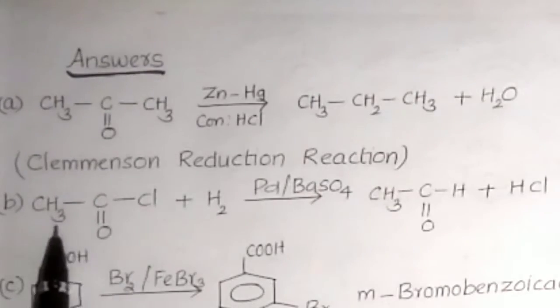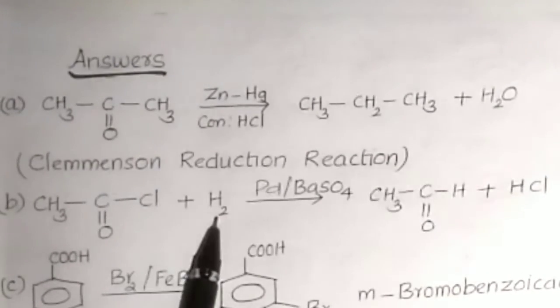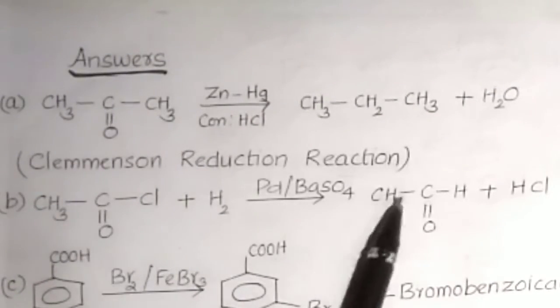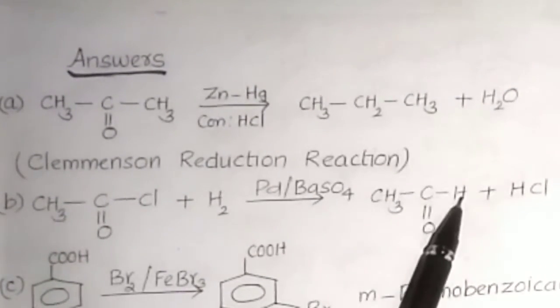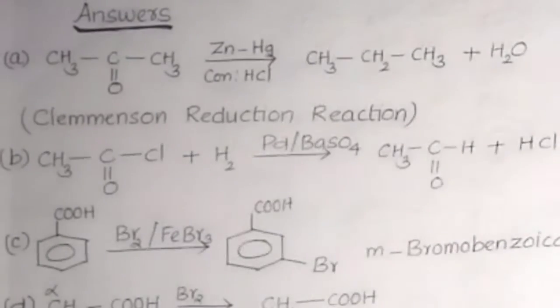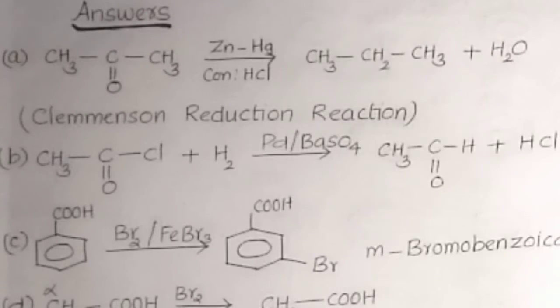The reaction is CH3COCl plus hydrogen, palladium in presence of barium sulfate, then we get CH3CHO, where one hydrogen atom is added, plus hydrogen chloride is eliminated. So this reaction is known as the Rosenmund reduction reaction. First, zinc amalgam and concentrated HCl is the Clemmensen reduction reagent. Palladium in presence of barium sulfate is the Rosenmund reduction reagent.